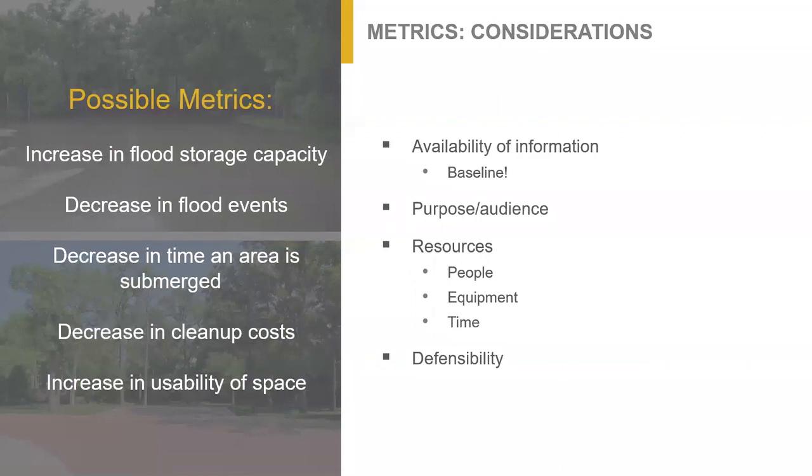So first, the availability of information. Is there baseline data available? This is kind of a no-brainer. It's really difficult or impossible to show performance with no baseline data. So in this case, if we don't know how often the site flooded before the redesign, we're going to have a tough time proving that the redesign has reduced the number of flood events per year.